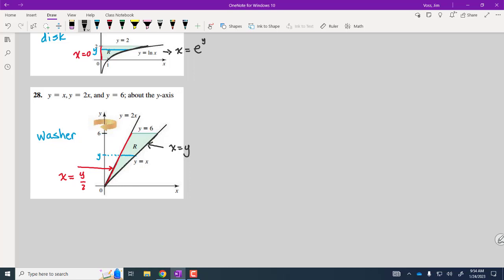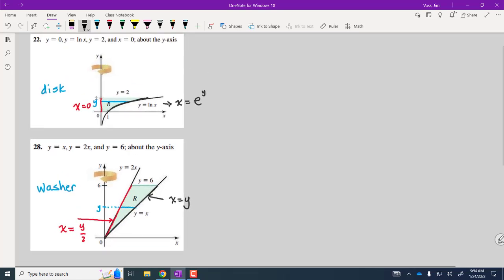So now, when we switch this, what we're saying is y is the independent variable, and x is the dependent variable. Down here, y is the independent variable, x is the dependent variable. X depends on y for all those. So now we've rewritten everything as functions of y or as x values, however you would like to think about it. So let's go for the disk one up here.